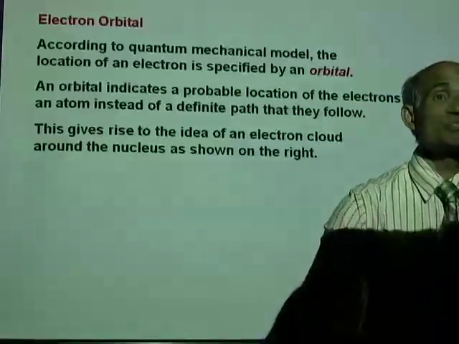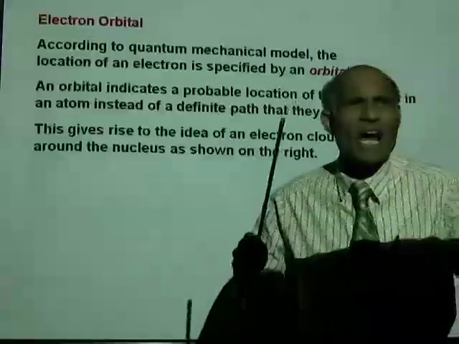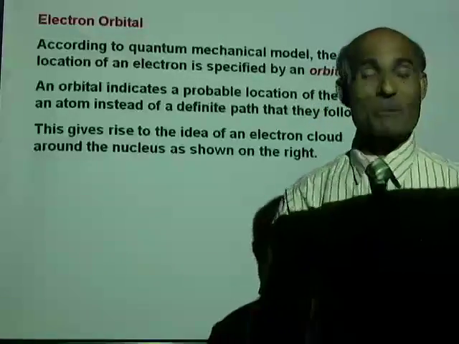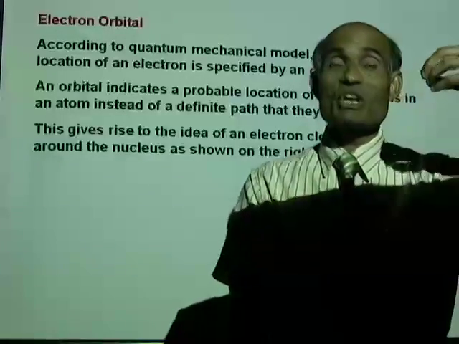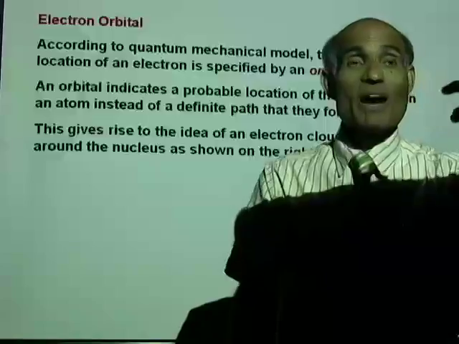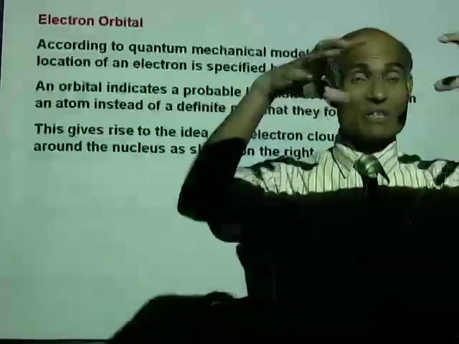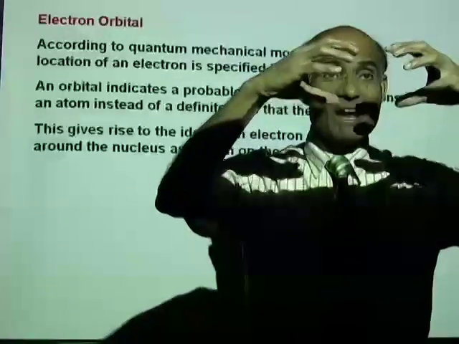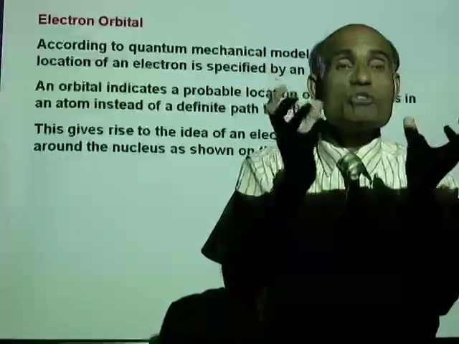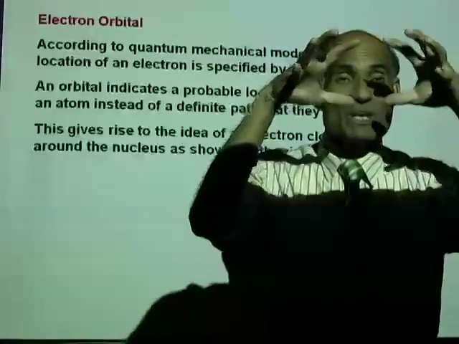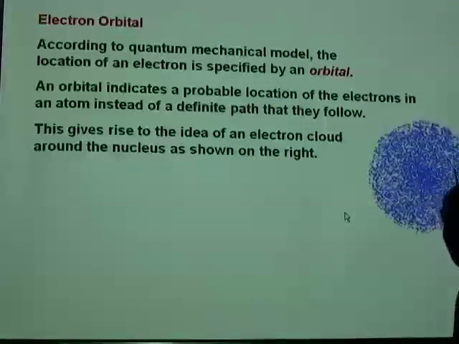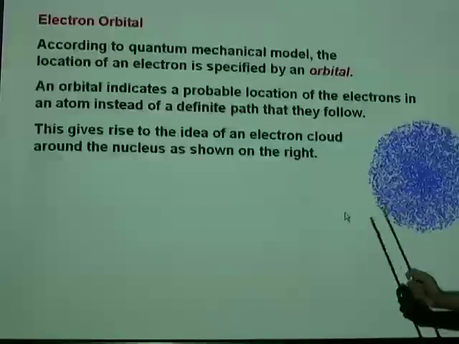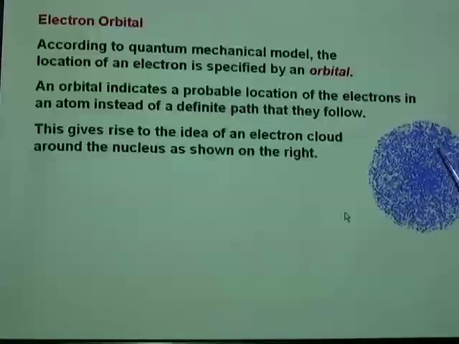So this gives rise to the idea of an electron cloud around the nucleus. That means there are regions where the probability of finding the electron is greater than other regions. But the probability of finding the electron around the nucleus varies at different places, giving rise to the idea of an electron cloud. Now here, not a very good picture though, but it gives you an idea of what an electron cloud looks like.